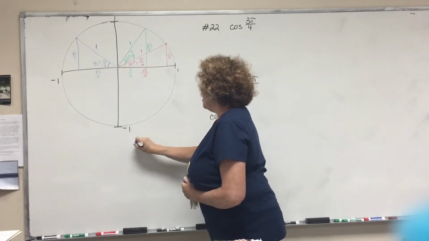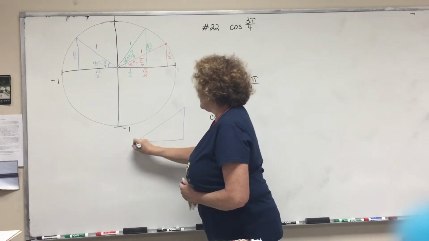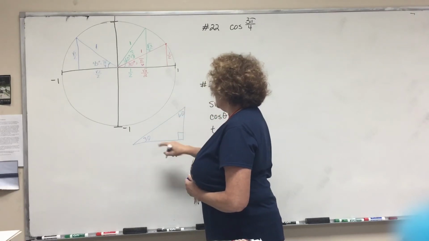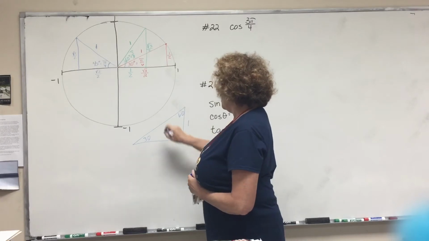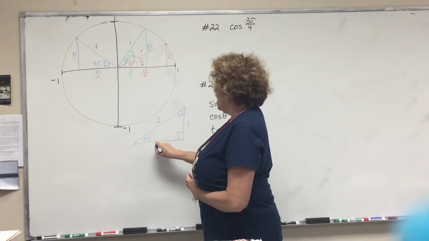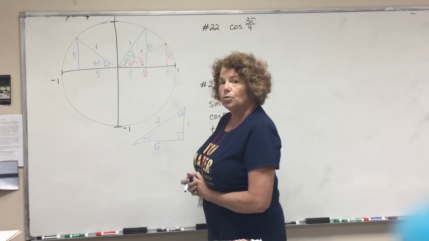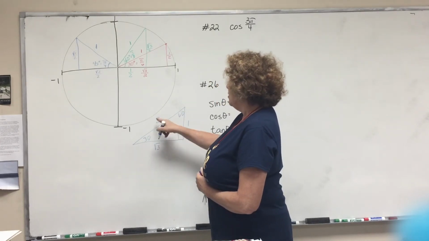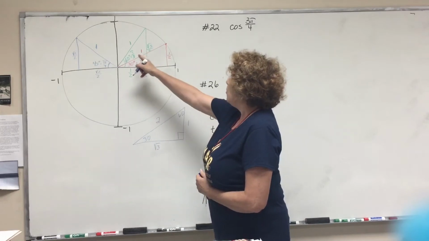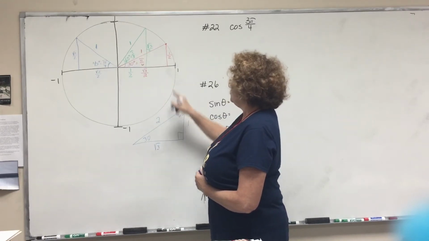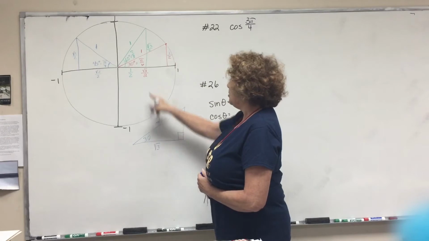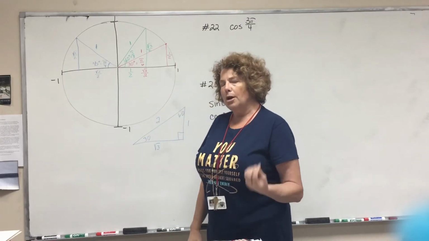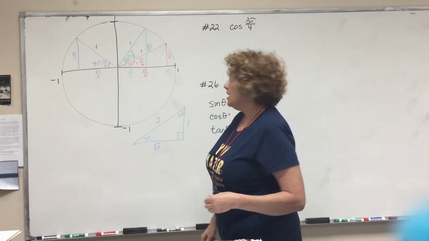For example, if you remember your 30, 60, 90 triangle, the side across from 30 was 1, the hypotenuse was 2, and the side across from 60 was square root of 3. So with the unit circle, since that's 1, we would have to divide this by 2 to get 1. We would divide this by 2 to get 1/2, and we divide this by 2 to get root of 3 over 2. So that's where those numbers come from with the unit circle.